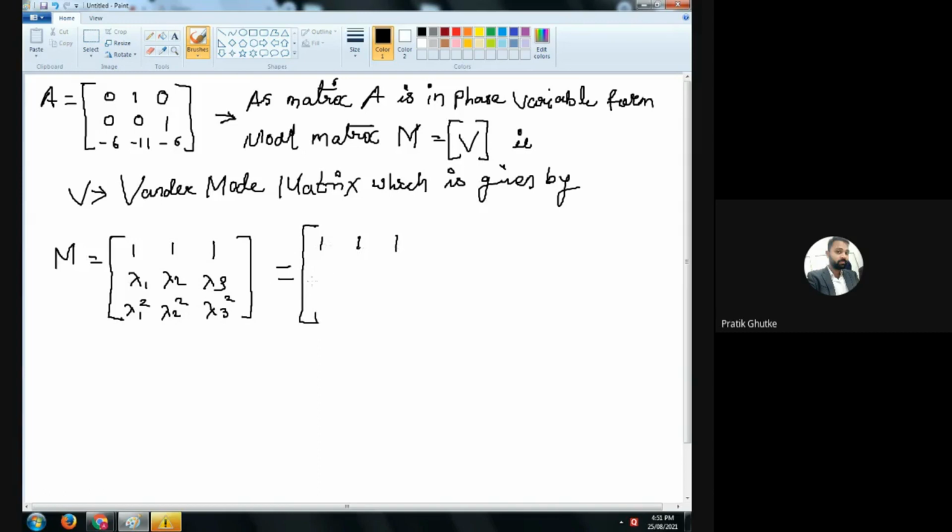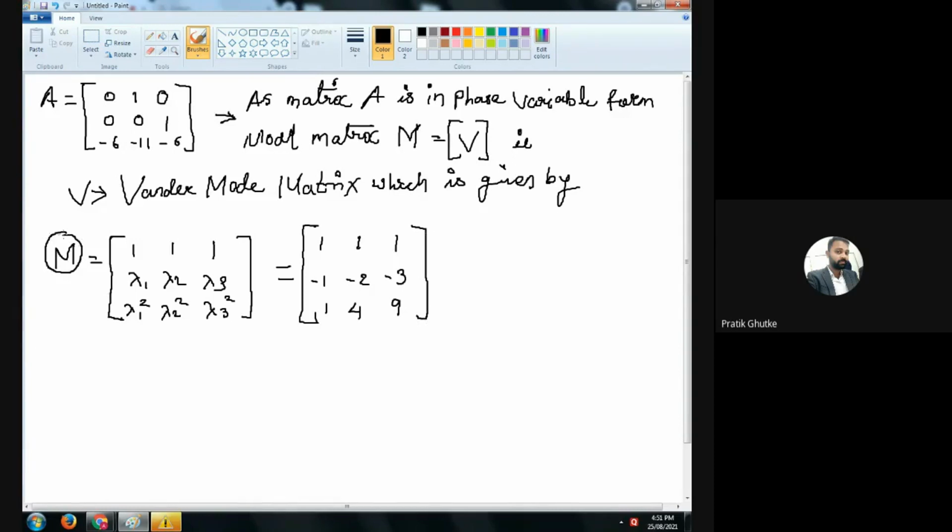It is minus 1. Yes, again what we have: lambda 1 is minus 1, lambda 2 is minus 2, lambda 3 is minus 3. The matrix is 1, 1, 1, minus 1, minus 2, minus 3, 1, 4, 9. So all of you have understood up to here.